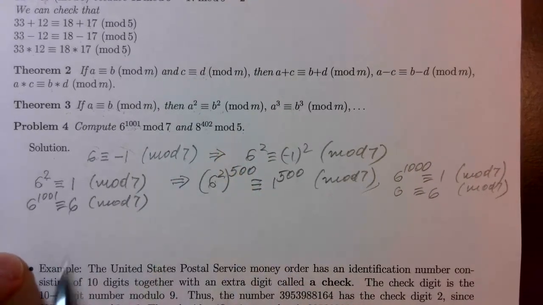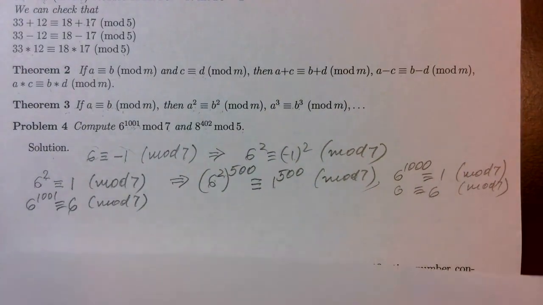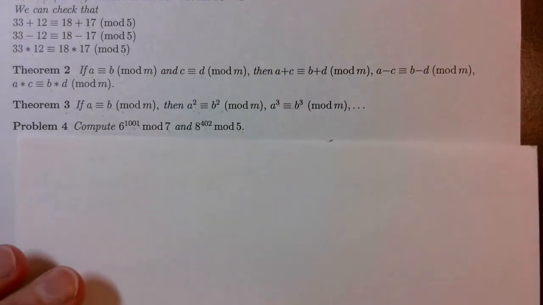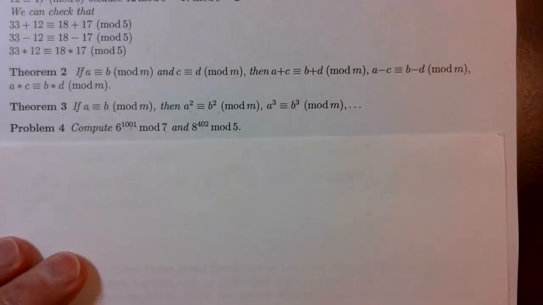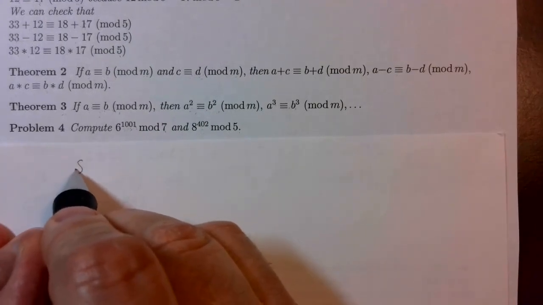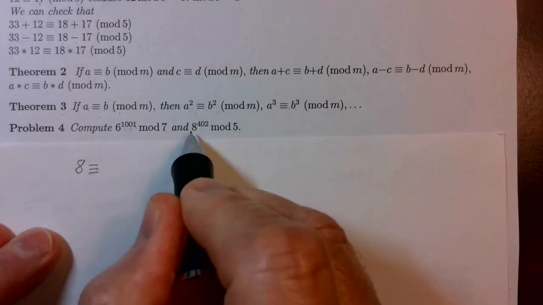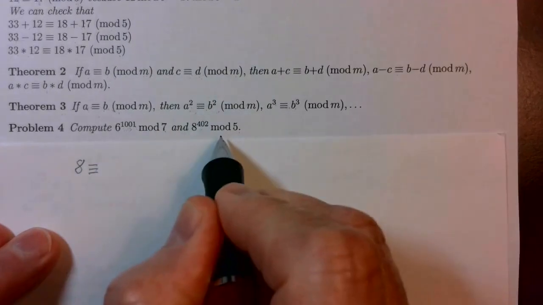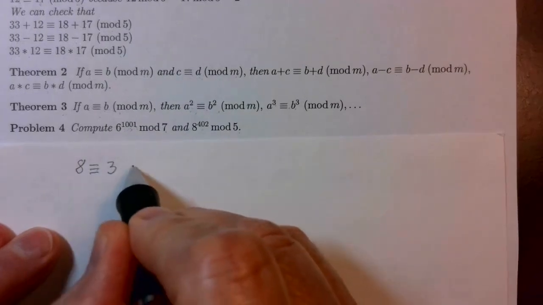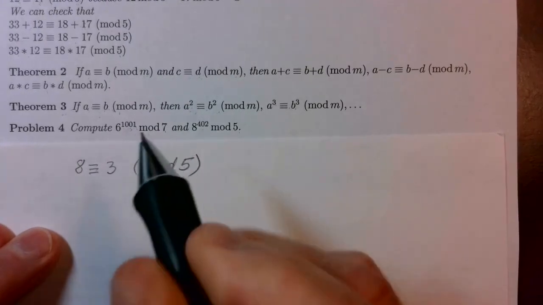For the second number, we have to start from this. 8 is congruent to, subtract 5 from 8, you will get 3. 8 is congruent to 3 mod 5. Yeah, this is true.